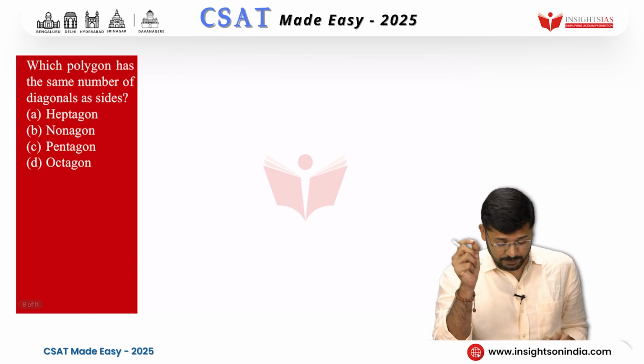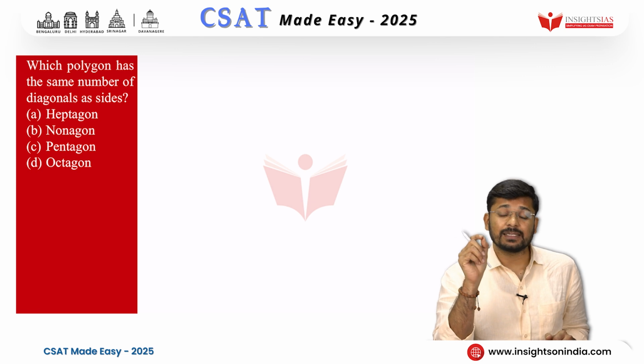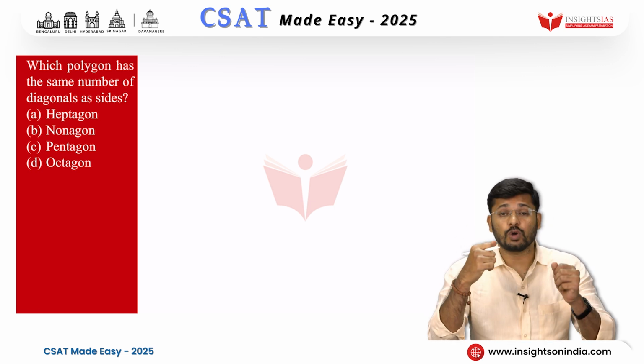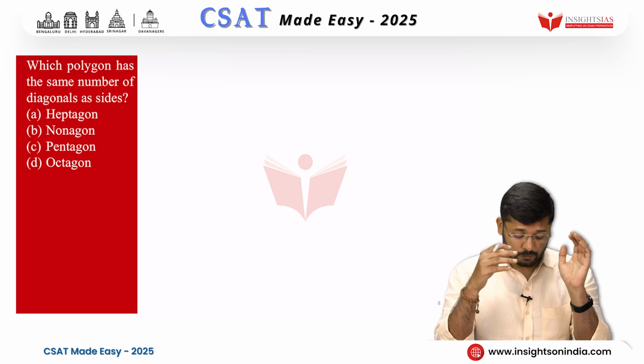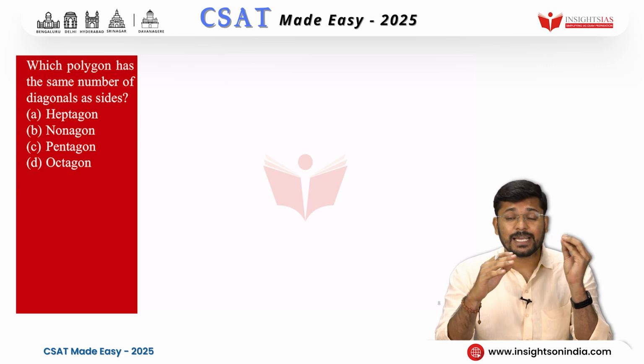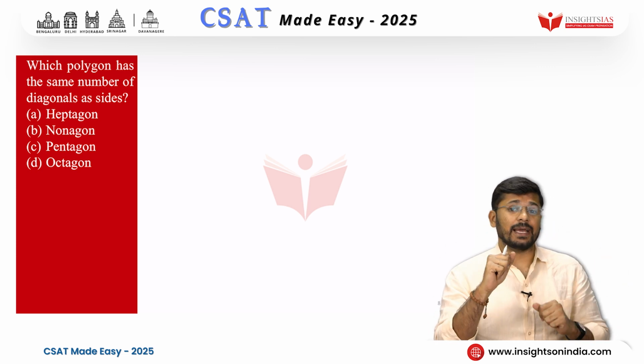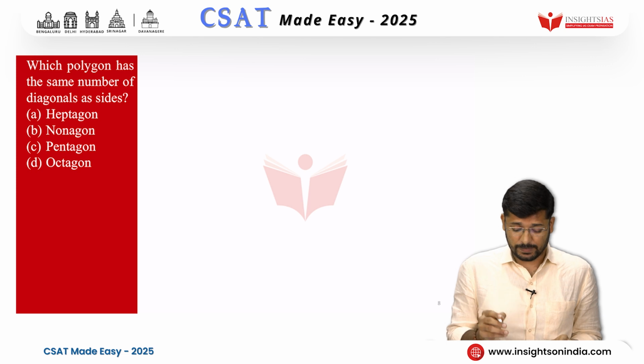Which polygon has the same number of diagonals as sides? They have given us 4 options and they are asking us to find out which of these polygons has the same number of sides and the same number of diagonals. So how do we solve this one? Very easy, I will tell you how.